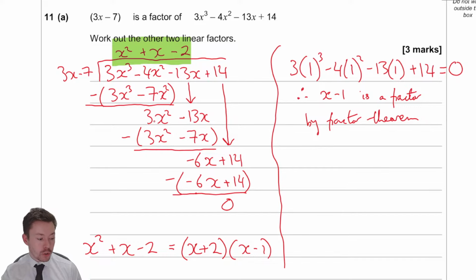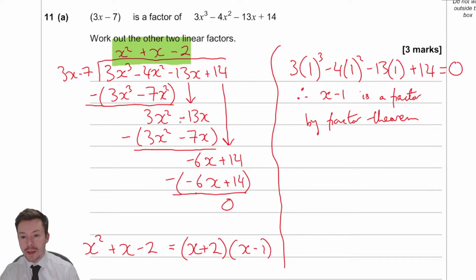You could do it also by inspection. That's another way of doing it. I'm just going to see what ways the mark scheme has. So you could use factor theorem. You could do inspection. You could do equating coefficients. Yeah, so there's various ways there.